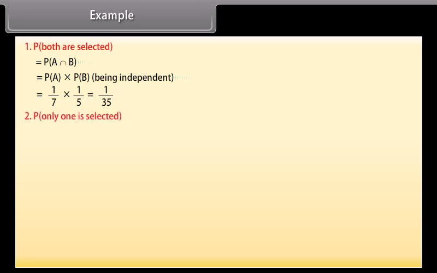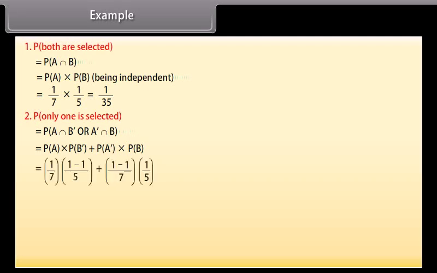2. Probability that only one is selected is equal to probability of A intersection complement of B or complement of A intersection B is equal to probability of event A into probability of complement of event B plus probability of complement of event A into probability of event B is equal to 1 by 7 into 1 minus 1 by 5 plus 1 minus 1 by 7 into 1 by 5 is equal to 4 by 35 plus 6 by 35 is equal to 10 by 35 is equal to 2 by 7.